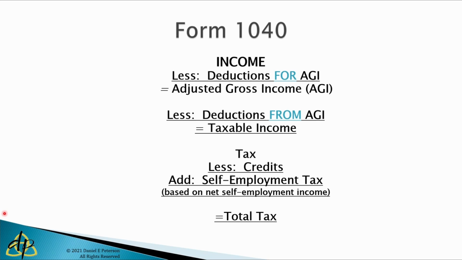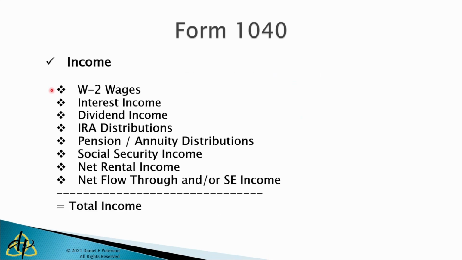So our tax minus our credits plus our self-employment tax minus some other credits will end up equaling our total tax that we owe. So today we're going to talk about income and how that income gets affected by those individual entities and the related deductions for AGI that come through those entities eventually affect our adjusted gross income and our tax. So the kinds of income that are going to flow through the 1040 are W-2 wages.